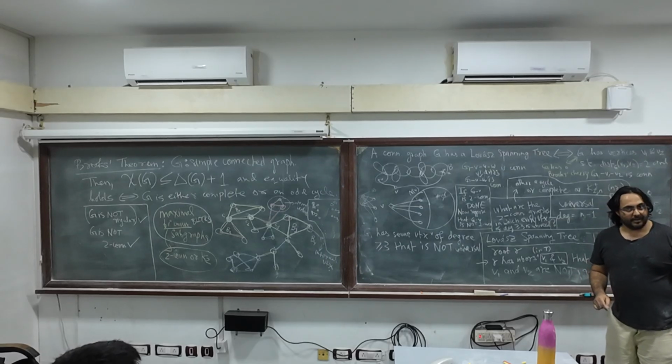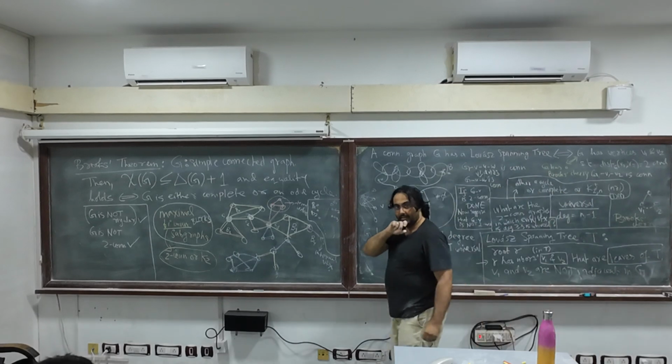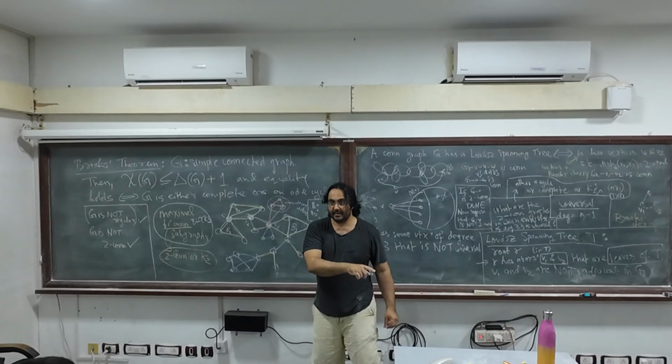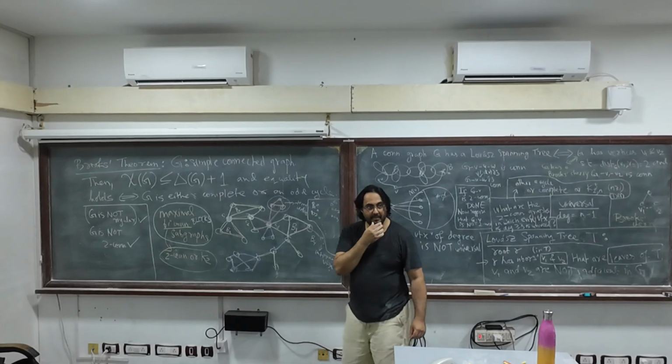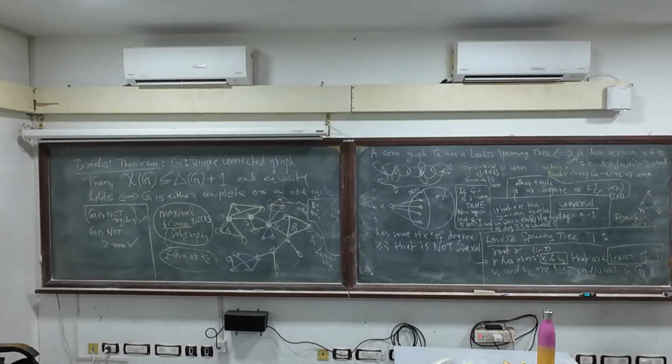So we got a Brooks cherry. This is a Brooks cherry. And if there's a Brooks cherry, then there's a Lovász spanning tree, and then you're done. Right? So, are we done? Yes. QED.